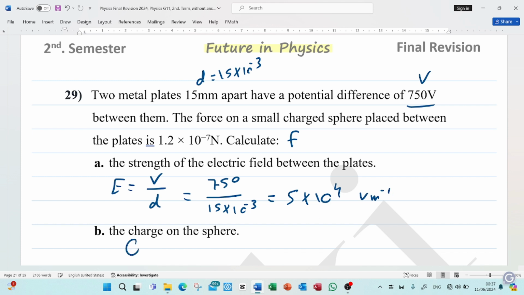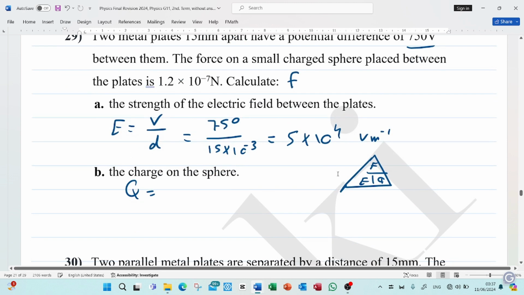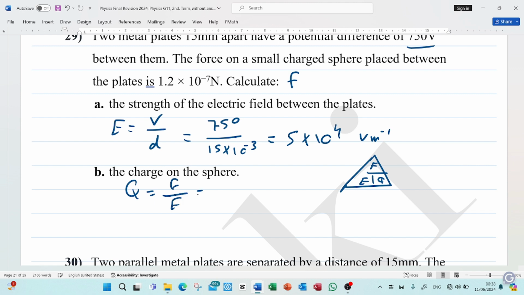The charge. We know that E equals F over Q. Then Q equals F over E. F is the electric force. We have the force 1.2 times 10 to the power negative, and the electric field we calculated, 5 times 10 to the power 4. So the answer of this one is 2.4 times 10 to the power negative 12 coulomb.